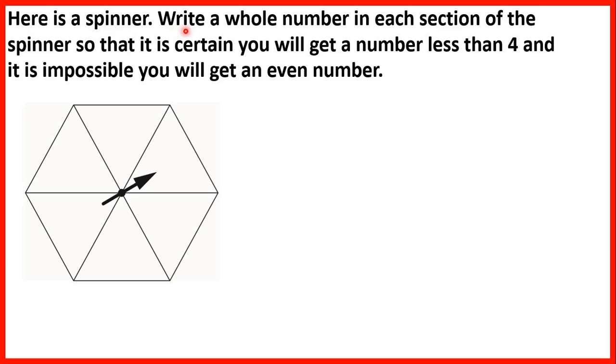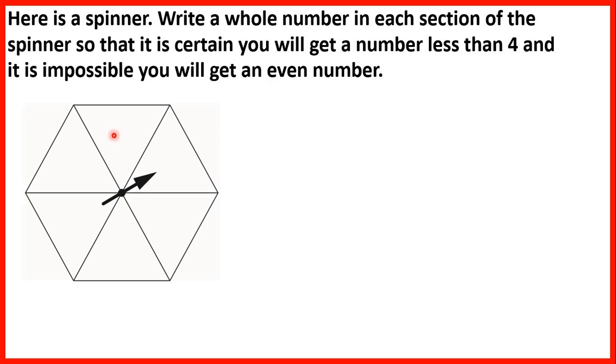Here is a spinner. Write a whole number in each section of the spinner so that it is certain you will get a number less than 4, and it is impossible you will get an even number. So certain means that it's definitely going to happen, so all of the numbers on the spinner will need to be less than 4, and impossible means that it's definitely not going to happen, so we can't write any even numbers on our spinner. Remember, even numbers end in 2, 4, 6, 8 or 0.